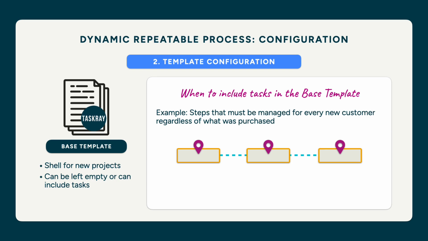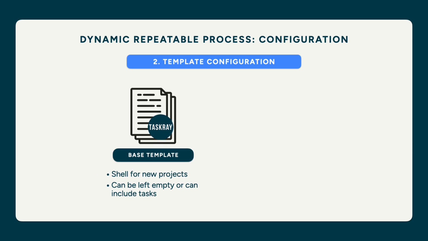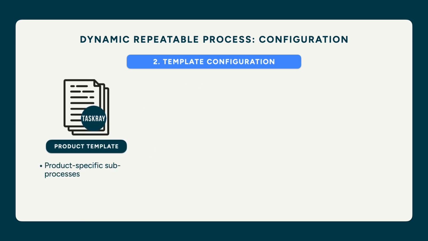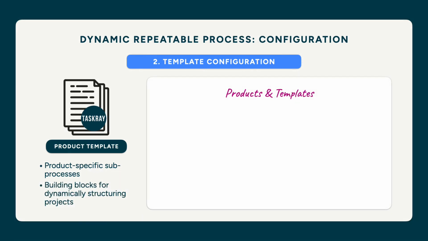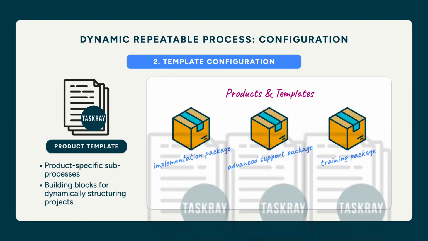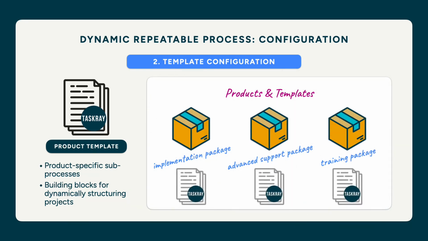For example, it can include tasks for team introductions, sending welcome packages to new customers, or reviewing account setup. The second template is used to store all of the product-specific sub-processes. These are going to be the building blocks for dynamically structuring projects. Similar to how we looked at the catalog of products, the second template is used as the catalog of processes tied to each of those products.